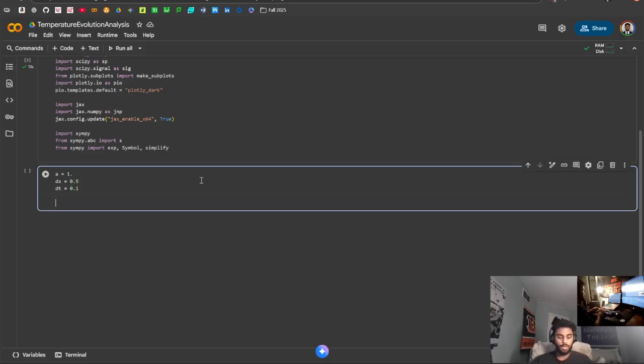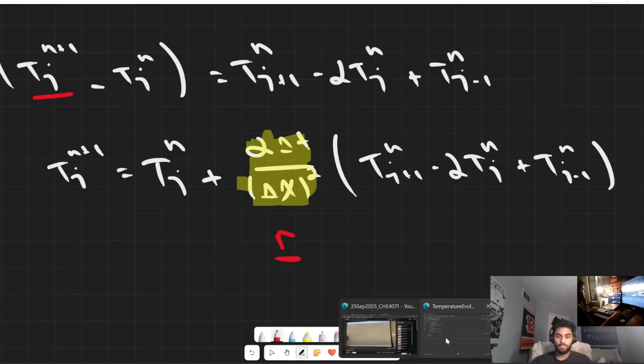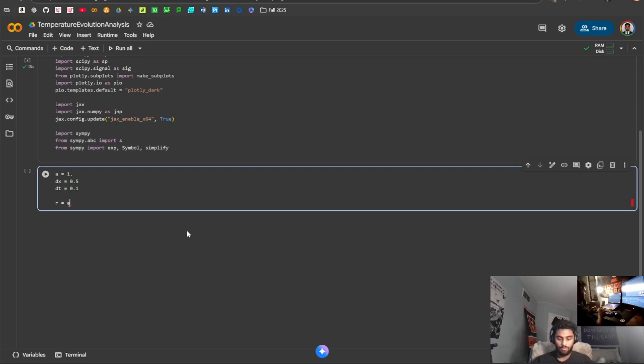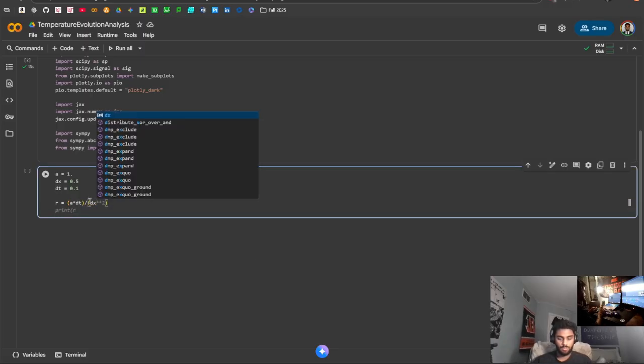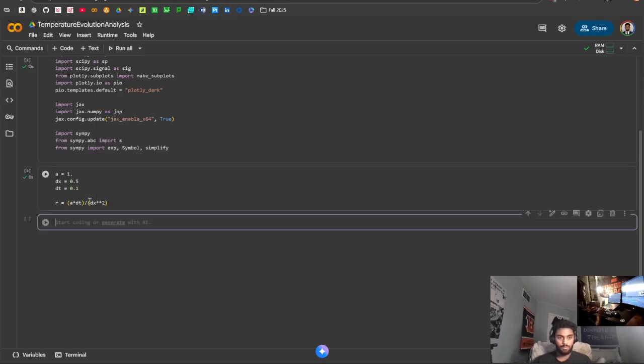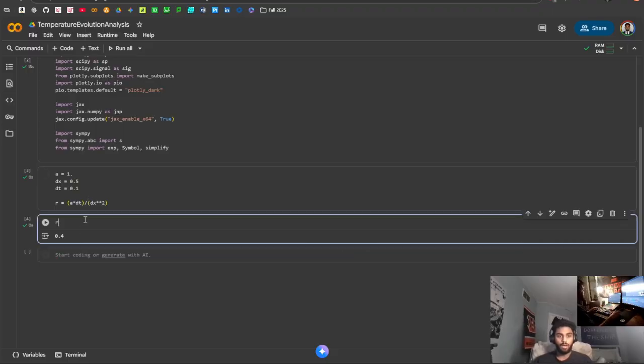And that should be all we need to find our R. So that's alpha times delta t over delta x squared. So let's do that: alpha times delta t, put this in parentheses, over delta x squared. Now if we check our R out, it's a value that we are able to modify by adjusting these parameters just a little bit.